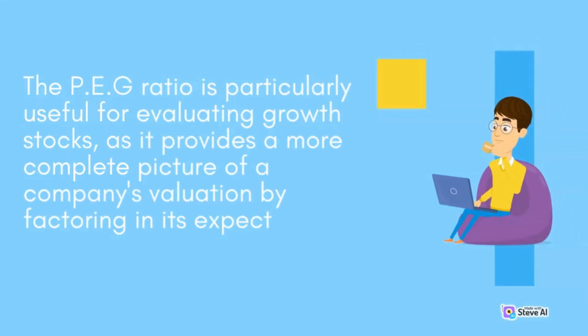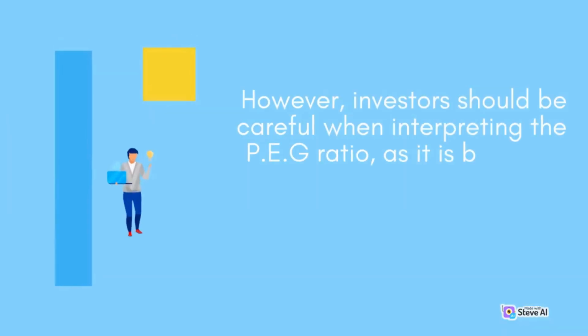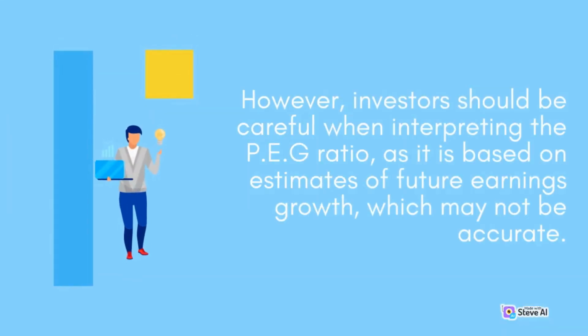The P.E.G ratio is particularly useful for evaluating growth stocks, as it provides a more complete picture of a company's valuation by factoring in its expected earnings growth rate. However, investors should be careful when interpreting the P.E.G ratio, as it is based on estimates of future earnings growth, which may not be accurate.